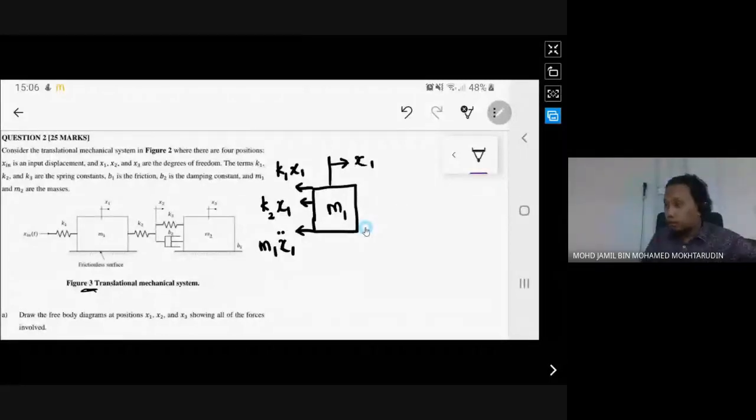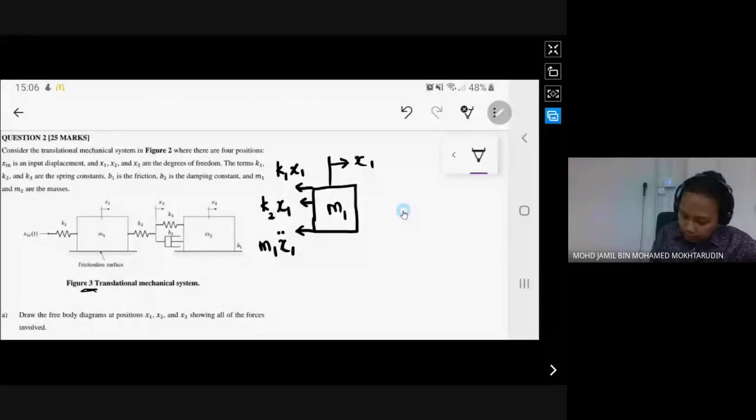And then you need to calculate the forces acting forward. So the first one is K2 connected to X2. Okay, so there is a force from X2. So the force will be K2 X2.